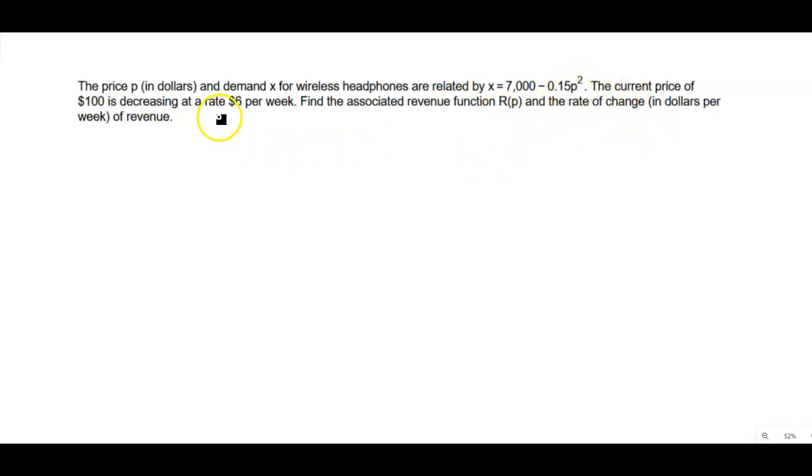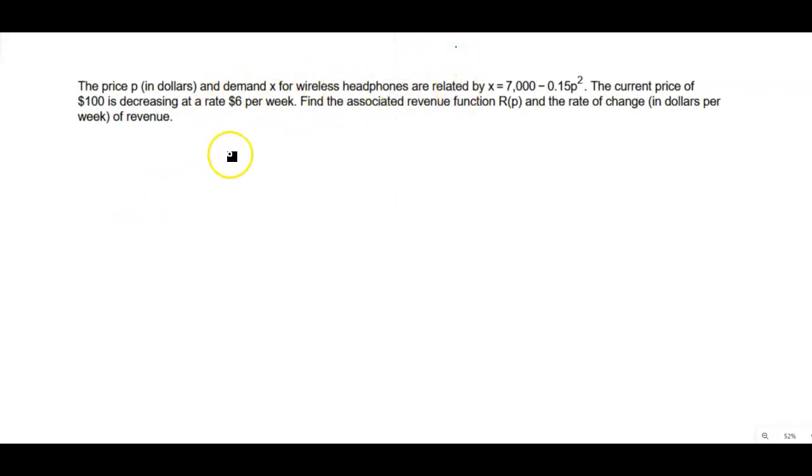Now here it says the current price of $100 is decreasing at a rate of $6 per week. Find the associated revenue function with respect to P and the rate of change in dollars per week of revenue. All right, so this is definitely a tricky one, and we're going to have to understand what they mean by revenue and a couple other things here. Let's start with writing down what we know.